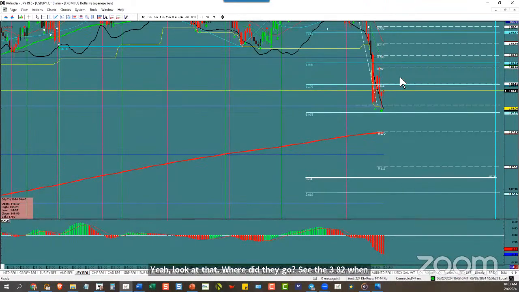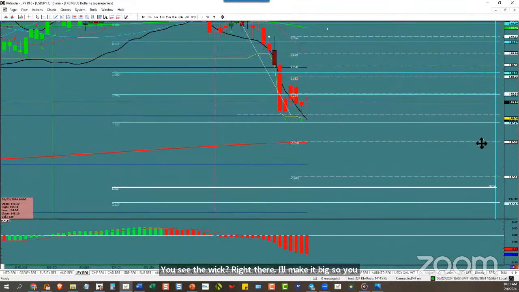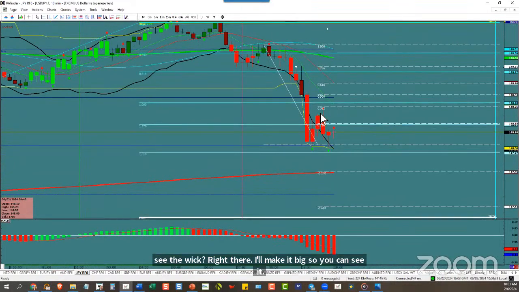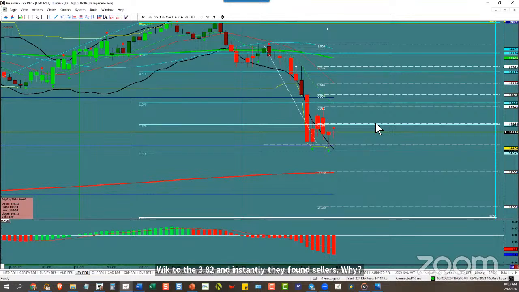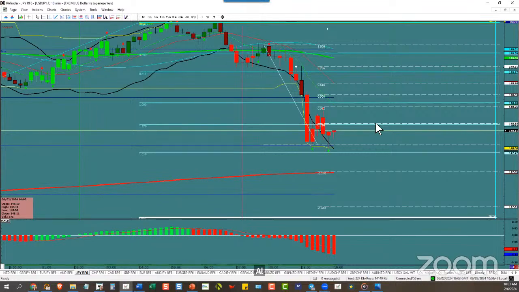Do you see the wick? Right there. I'll make it big so you can see it. Wick to the 382, and instantly they found sellers. Why? Because bankers trade with entry orders. All right. 85% of your trades should be entry orders. Thanks, Chris.